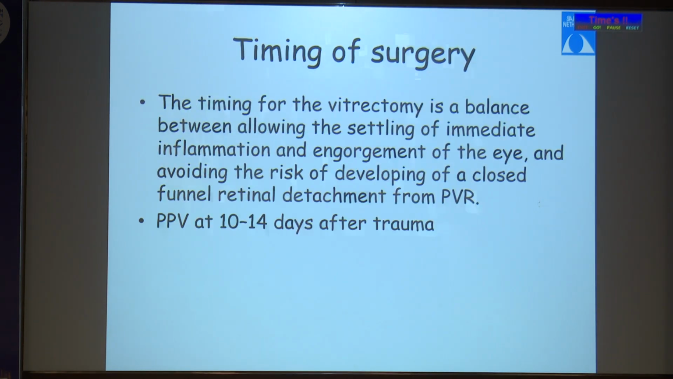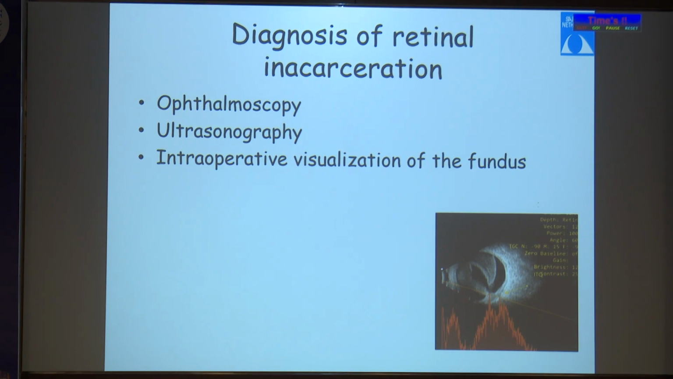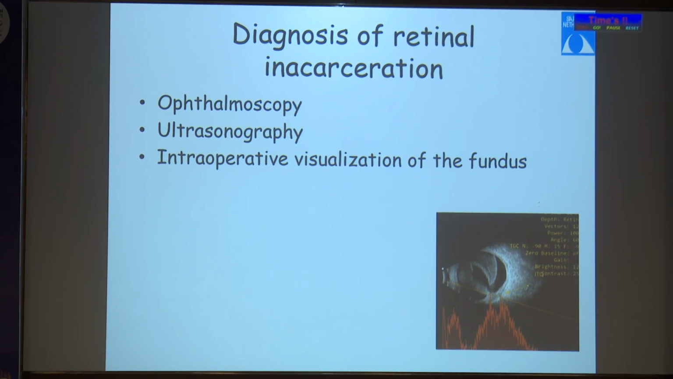Now, how do we diagnose a retinal incarceration? Retinal incarceration is diagnosed by ophthalmoscopy if you have a clear media. If you have a hazy media, from the cornea up to the vitreous, so corneal clarity is not there, or you have hyphema, or a cataract, or a vitreous hemorrhage, then we don't have a view. In that case, we need to do ultrasonography. Here is an ultrasound which you're all seeing. What exactly do we see here? You can very clearly appreciate the vitreous tracking into the retina. And then intraoperative visualization of the fundus is important.